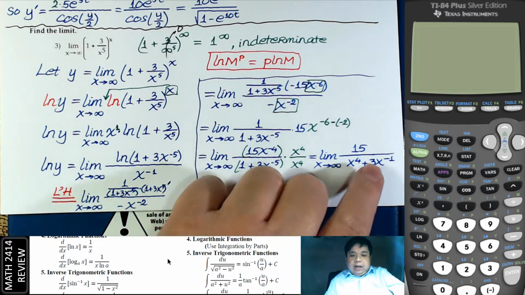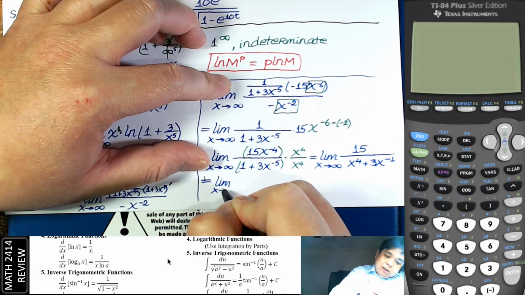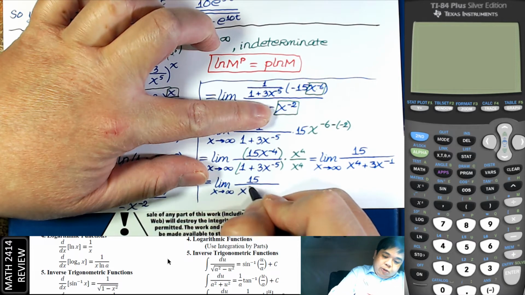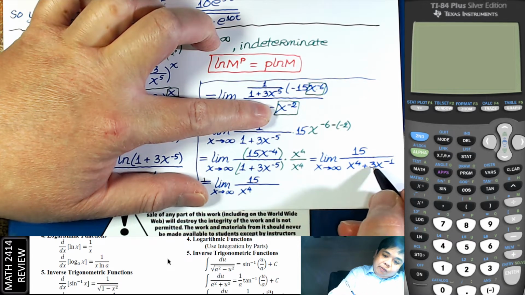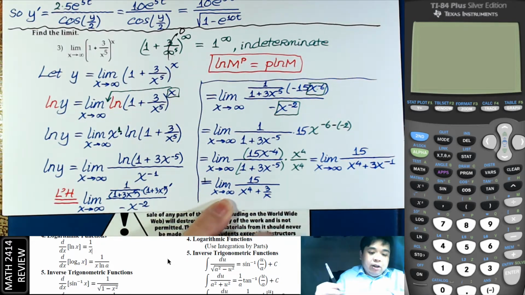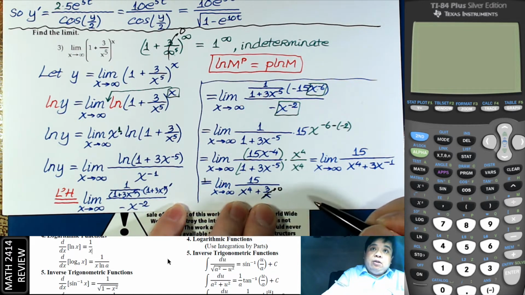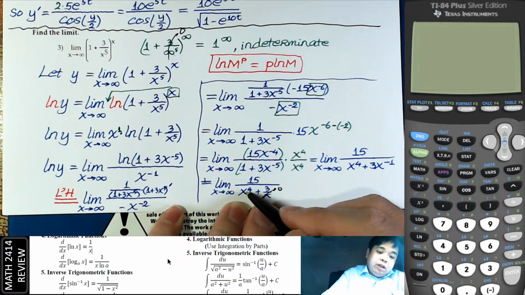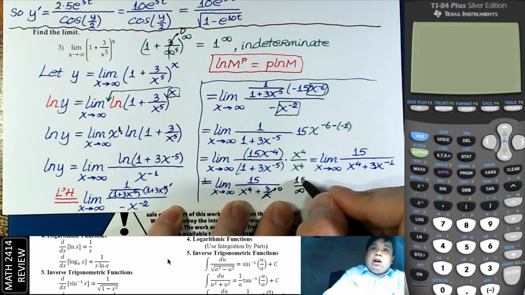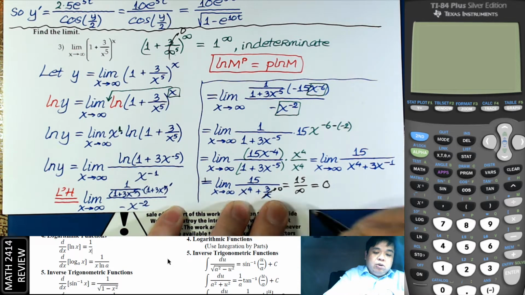I can write that as 3 over x. So 15 on the top, the bottom, the x to the 4th plus 3 over x. Now, as x goes to infinity, 3 over x will go to 0. Now as x goes to infinity, the top is 15, the bottom is infinity. So a finite divided by infinity is equal to 0. So the limit here is equal to 0.